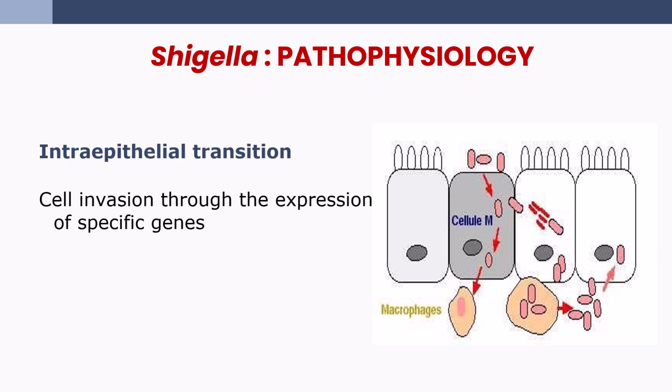After attaching to the intestinal epithelium, Shigella bacteria migrate through the epithelium. This cellular invasion is made possible by the expression of specific genes, which enable the bacteria to penetrate epithelial cells, multiply, and cause tissue damage responsible for clinical symptoms.